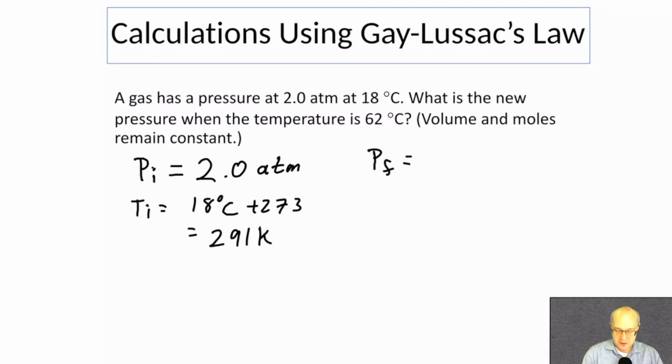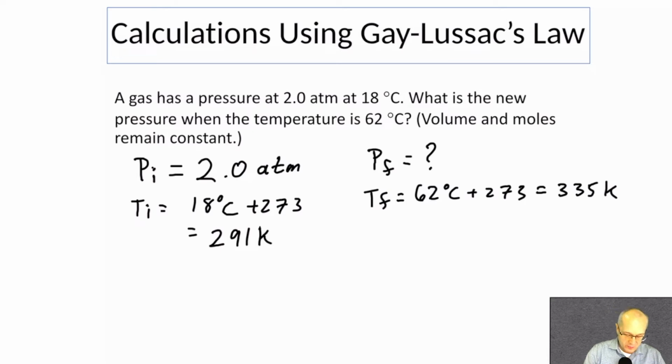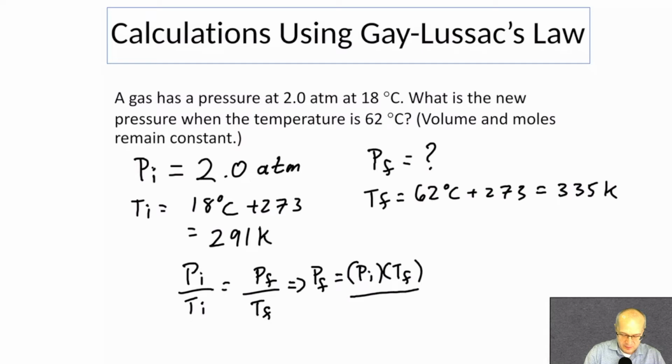Pf equals, well, that's what we don't know. We need to figure that out. Tf, however, we know is 62. 62 plus 273 is 335 Kelvin. Okay, we know that Guy Lussac's law is Pi over Ti equals Pf over Tf. Do a quick rearrangement. Pf equals Pi times Tf all over Ti.